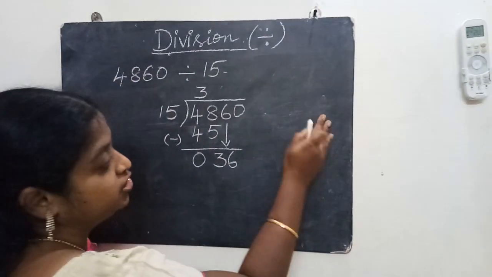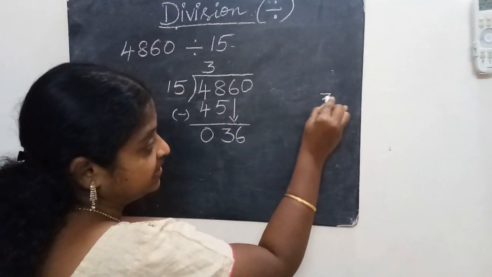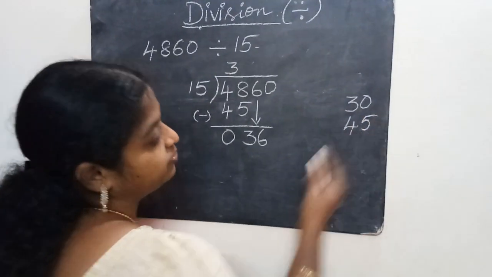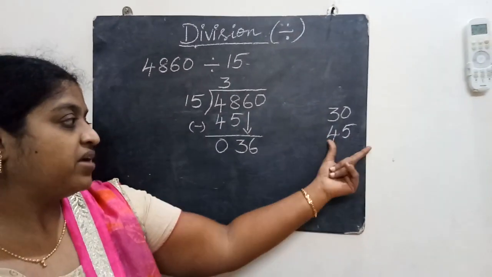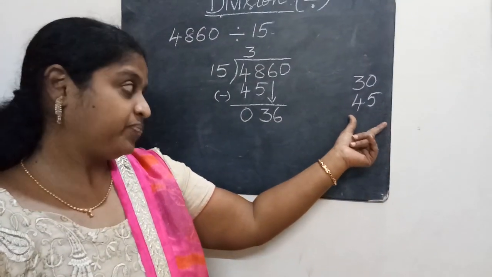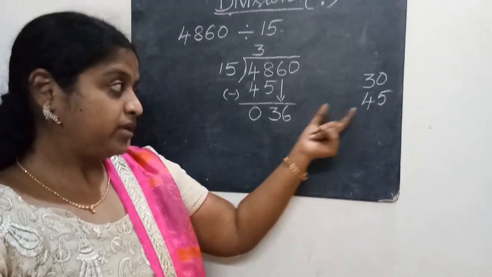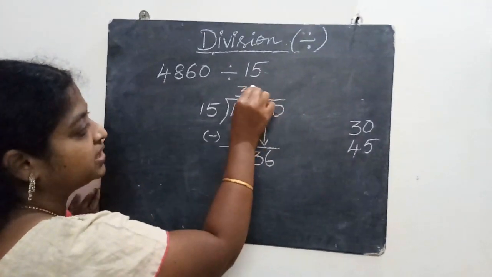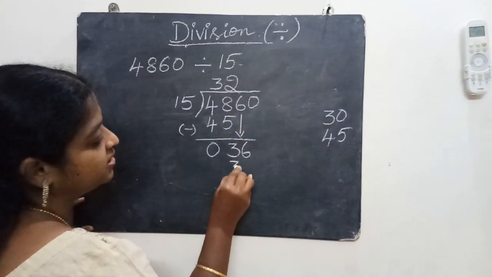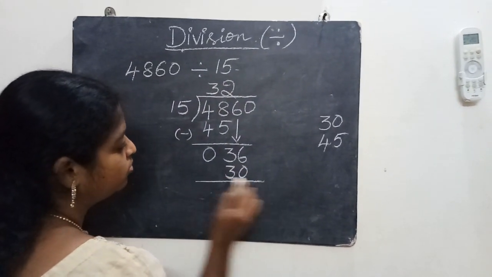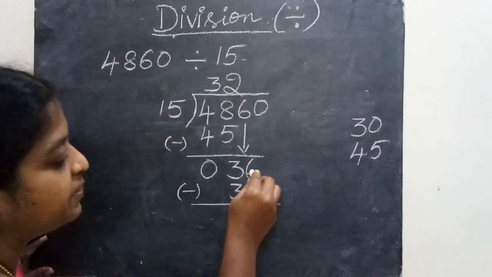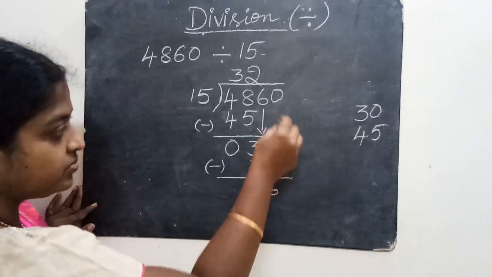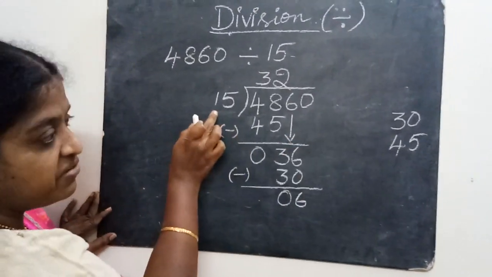Where will you get 36 in the 15th table? 15 ones are 15, 15 twos are 30, 15 3s are 45. You can observe this 45 is not suitable here. It's a big number. So what should you do? You should take 30, the smaller number only. So 15 2s are 30. Now the same minus symbol. Subtract: 6 minus 0 is 6, 3 minus 3 is 0.